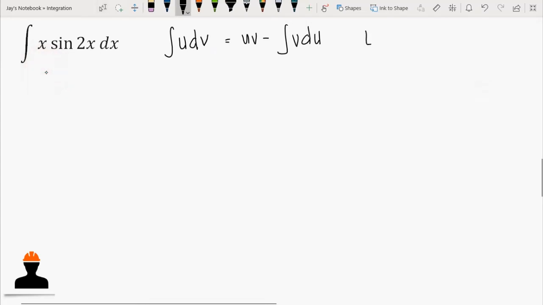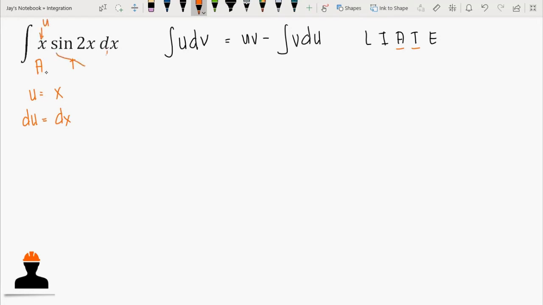From the word LIATE, we have two functions: the algebraic function and the trigonometric function. As we can see here, our algebraic function comes first before our trigonometric function. Therefore, our u is equal to x, so our derivative of u is dx. If this is our u, then all of the remaining is our dv. So our dv is equal to sine 2x dx.